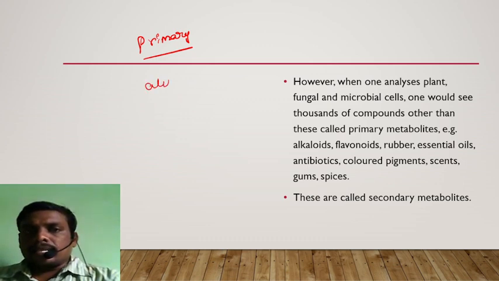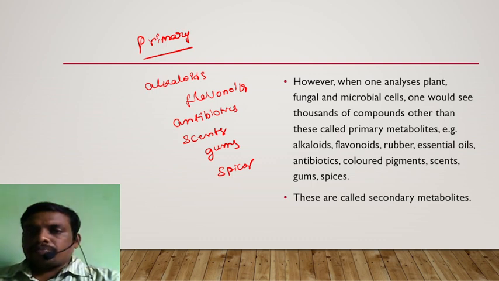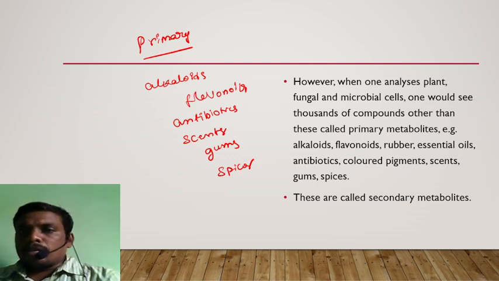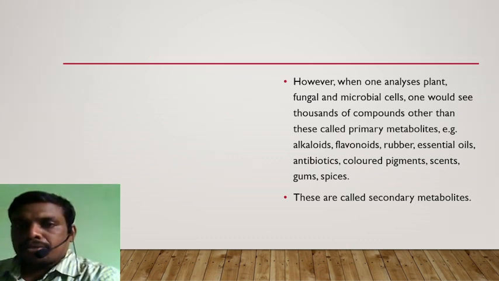Example, let us take the alkaloids and flavonoids and essential oils, antibiotics, colored pigments, scents, gums, and spices, etc. So whatever I mentioned here are examples of secondary metabolites.